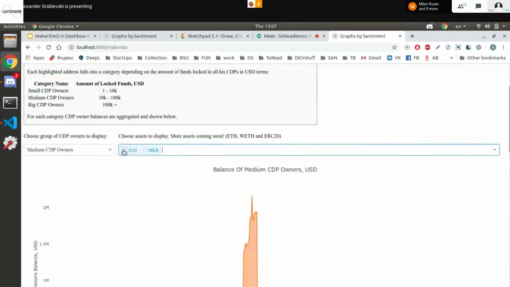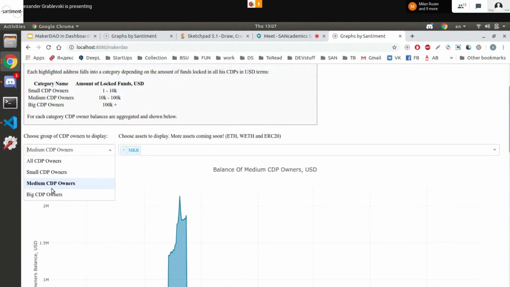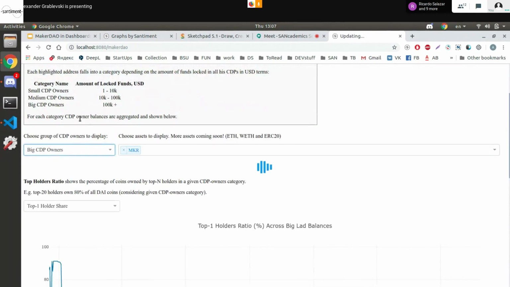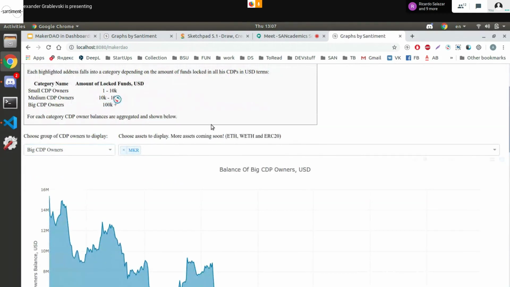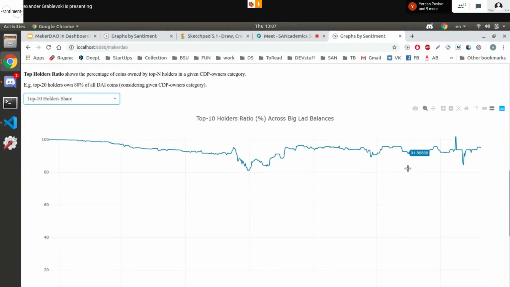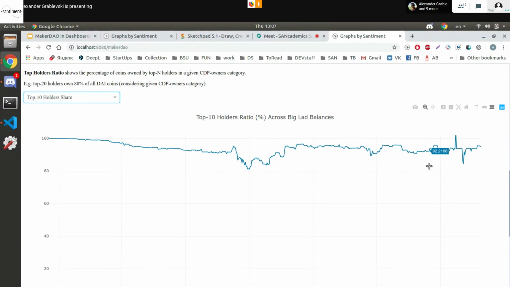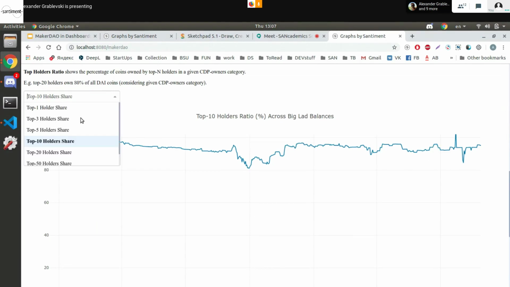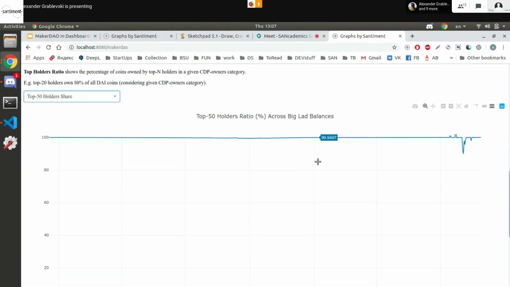So for example, let's see how well concentrated the Maker token is across CDP owners that have a lot of locked funds. You see that the top 10 addresses, for example, hold about 90% of all Maker tokens placed in this category. And for example, the top 50 addresses hold about 99%. So that's it.